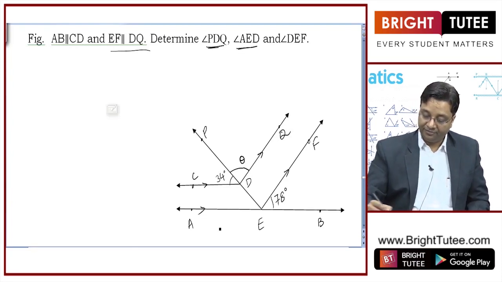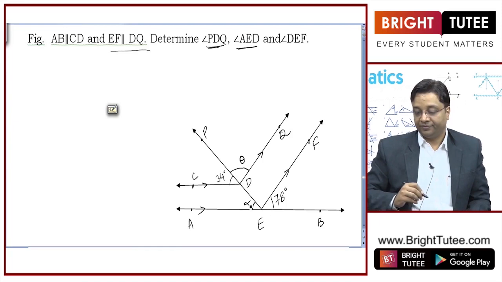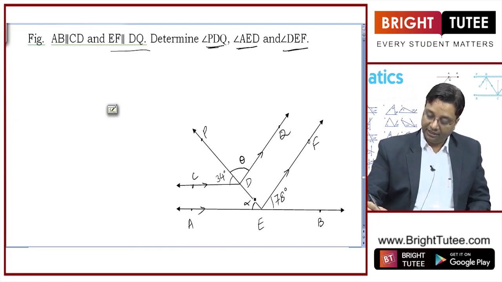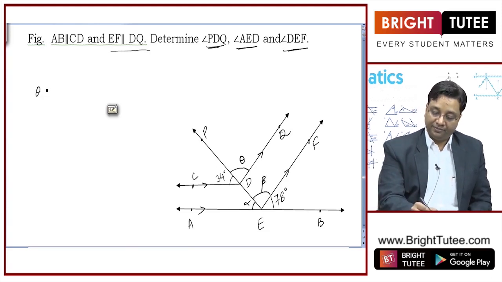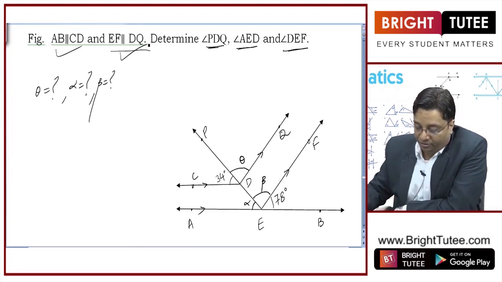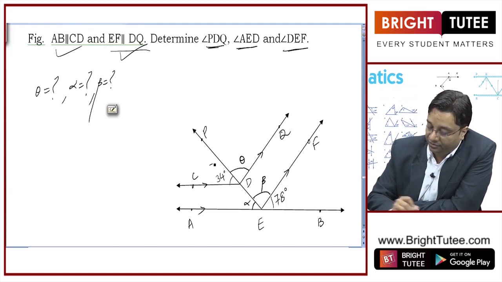Angle AED, that is this angle. Let us name it as alpha. And angle DEF, that is this angle. Let us name it as beta. Now we need to find theta, alpha and beta. And we are given that AB is parallel to CD and EF is parallel to DQ, and some of the angles are also given. That is, this angle is 34.